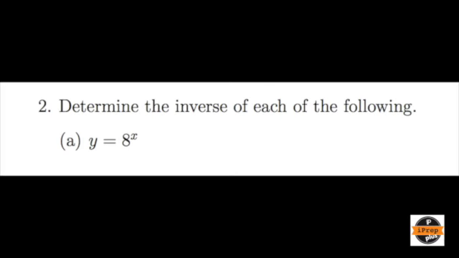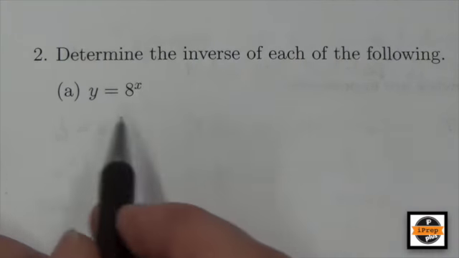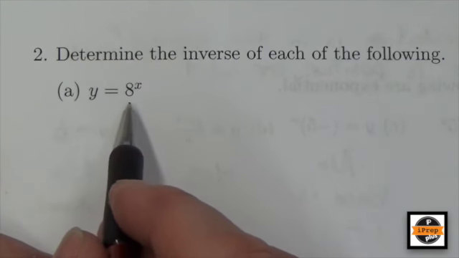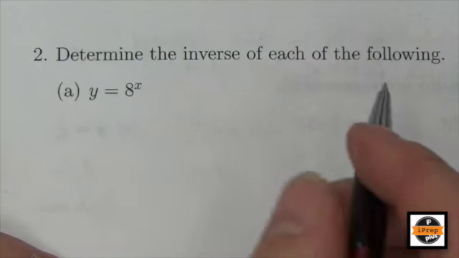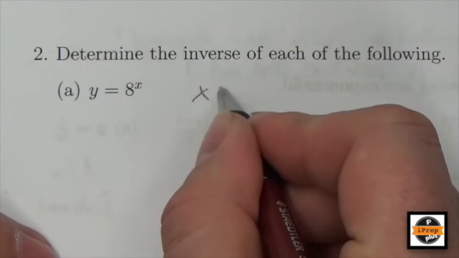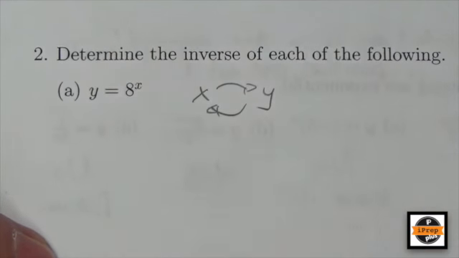Example 2a. Now for this question, we're starting to really move towards logarithms. In fact, we're going to need a logarithm to solve this. Determine the inverse of each of the following. So here we go. The first one is y equals 8 to the x. Well, to get the inverse, what we've got to do is take the independent variable and the dependent variable and swap them.